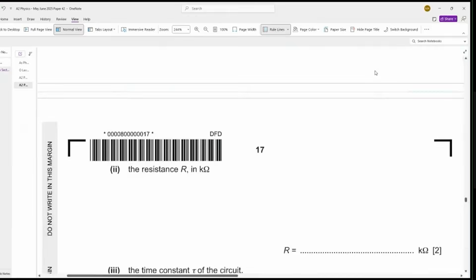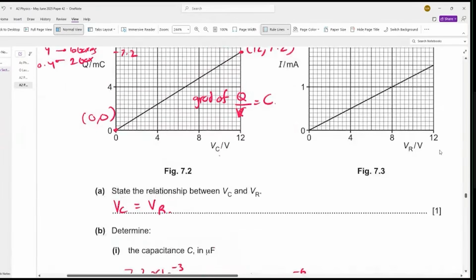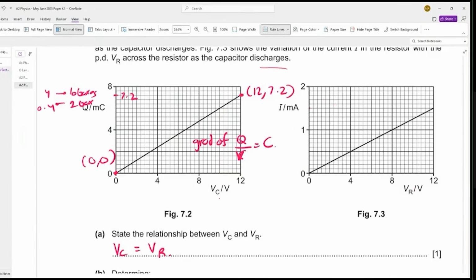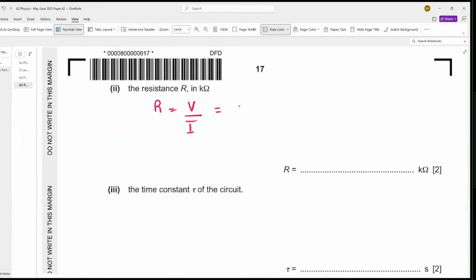Now let's further move ahead. You have to calculate the resistance. Resistance is equals to voltage over current. हाँ जी, voltage कितना आ रहा है यहाँ पे? 12. Current कितना है बेटा? 1.5 milliampere. Voltage divided by current कर दो. 12 divided by 1.5, 10 is the power of minus 3.